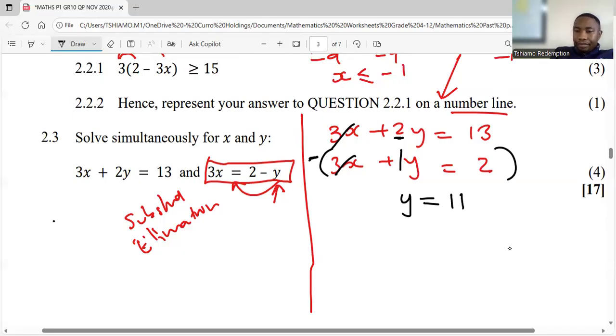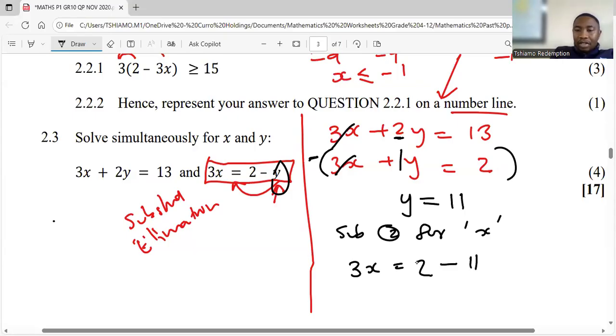Is that fine? Continuing. Now, since I have the value of y, I'm going to substitute it into equation 2 to calculate for x. So I have 3x minus 2, and in the place of y I put 11. Then you calculate it. So 3x equals 2 minus 11, which is negative 9. Divided by 3, divided by 3, x is negative 3.